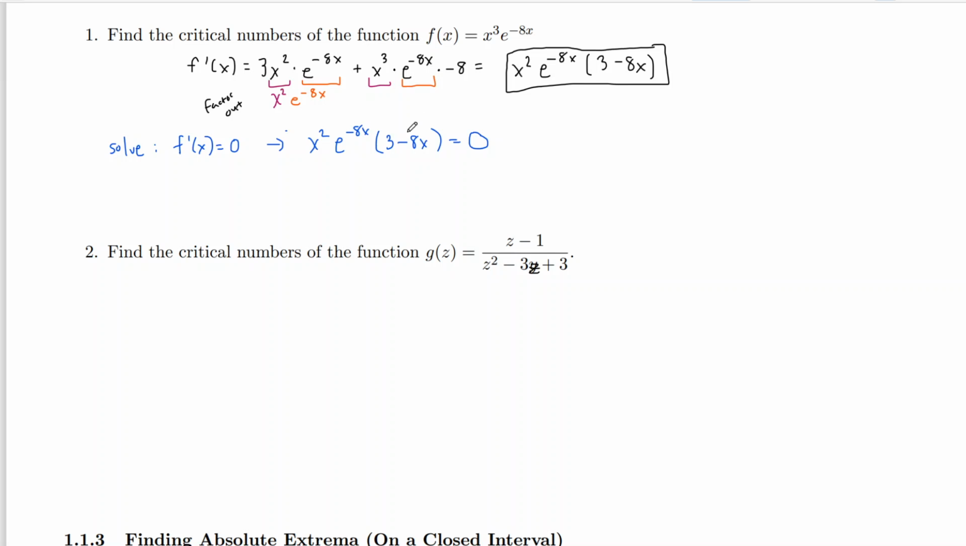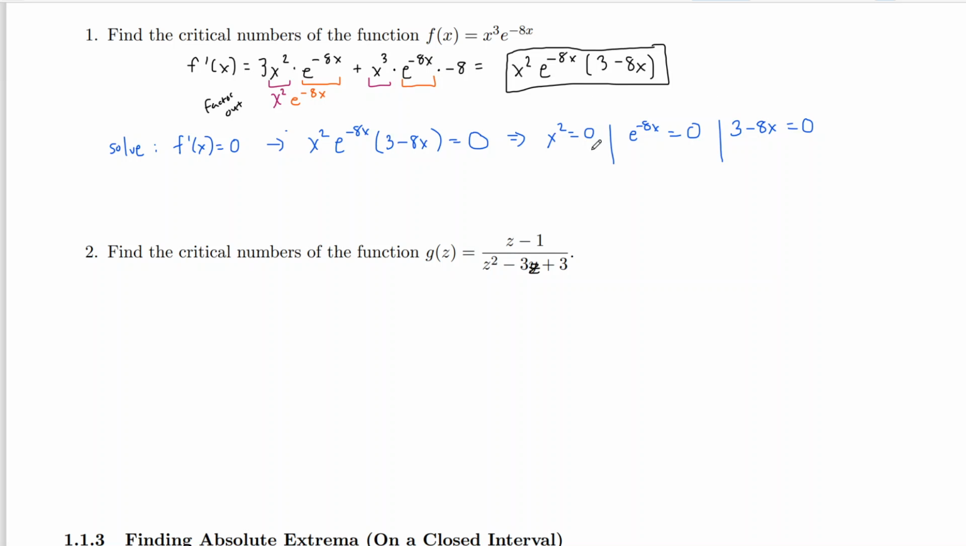And then we want to go ahead and solve this. Well, the reason why factoring out helps so much is because it's already factored, we can just set each part with x equal to 0. So we have x squared here, set it equal to 0. We have e to the negative 8x, set that equal to 0. And we have 3 minus 8x. We also need to set that equal to 0.